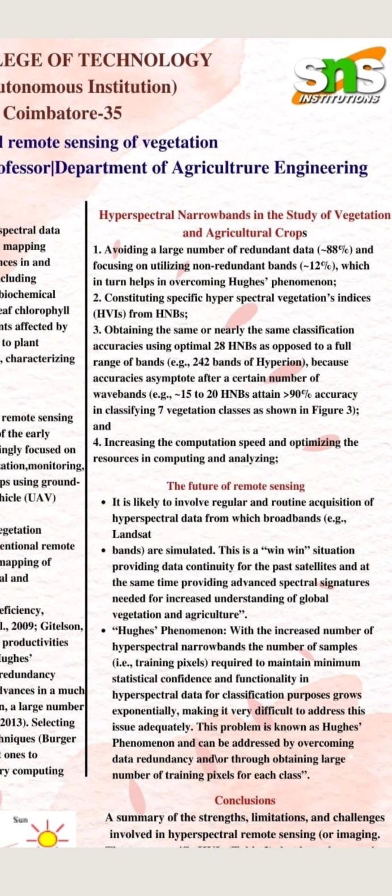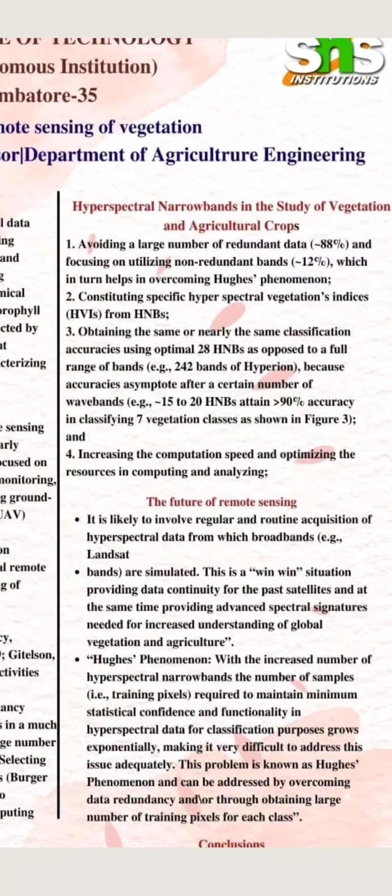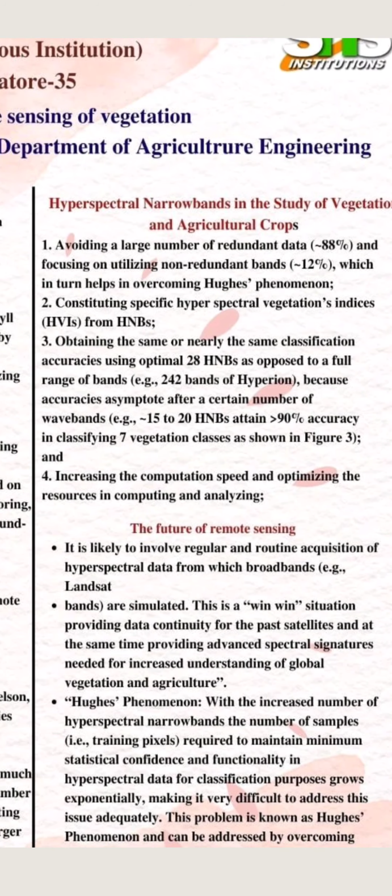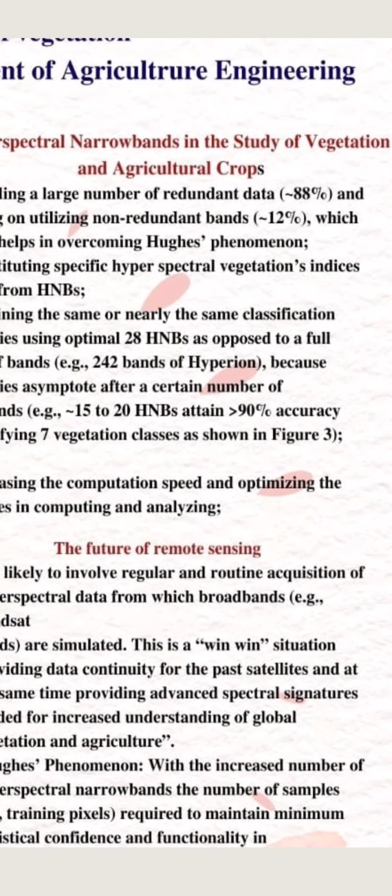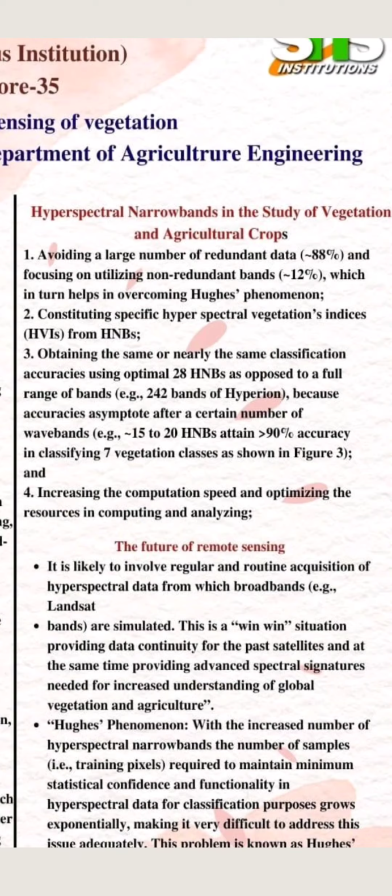And to say about the study of vegetation, narrow bands in agriculture crops avoid a large number of redundant data, that is near to 88%, and focus on utilizing non-redundant bands. This is near to 12%, which helps in overcoming the Hughes phenomenon. Constituting specific hyperspectral vegetation indices, that is, we used to term it as HVI, obtaining the same or nearly the same classification accuracy using the optimal 28 HNB as opposed to the full range of bands, increasing the computational speed and optimizing the resources in computing and analyzing.